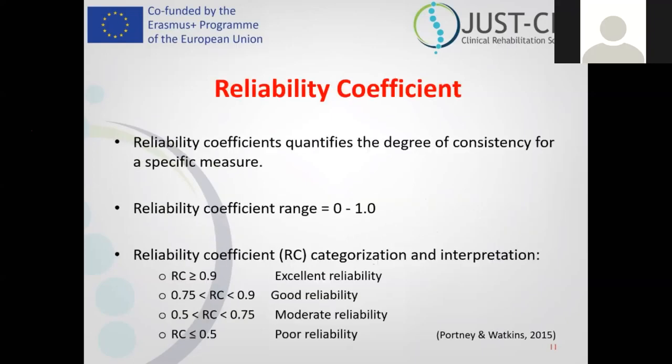Reliability coefficient is the unit of measurement for reliability. It can range between 0 and 1, with reliability coefficients closer to 1 being more desirable. Reliability coefficients have been categorized into different levels based on their value. For example, a reliability coefficient of 0.9 or more is considered excellent reliability, whereas outcome measures that have a reliability coefficient of 0.5 or less are considered poor and unacceptable.